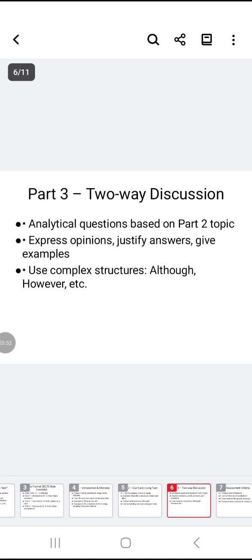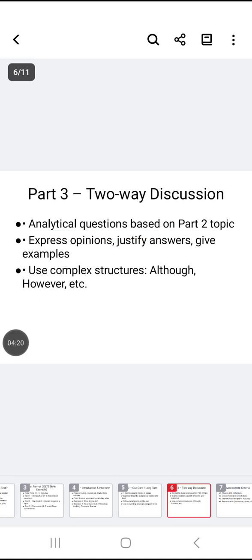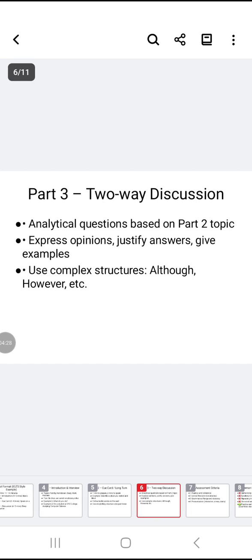And part 3, a two-way discussion. What you have discussed in part 2, you will justify and verify in part 3, and you will give your opinions. There are analytical questions based on the part 2 topic. This is the main point. It comes from part 2. I think you have understood. Express opinions, justify answers, give examples. Now use complex structures, although, however, etc. You can use these types of words, and it will be very helpful for you.